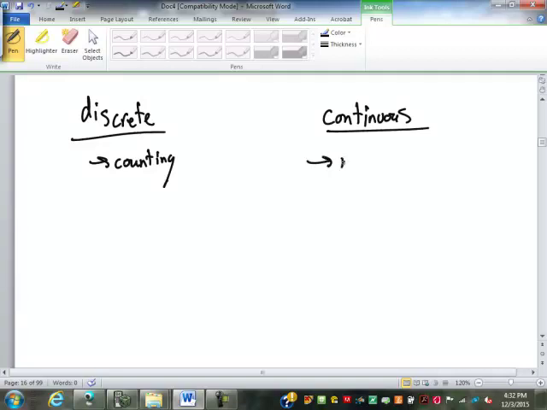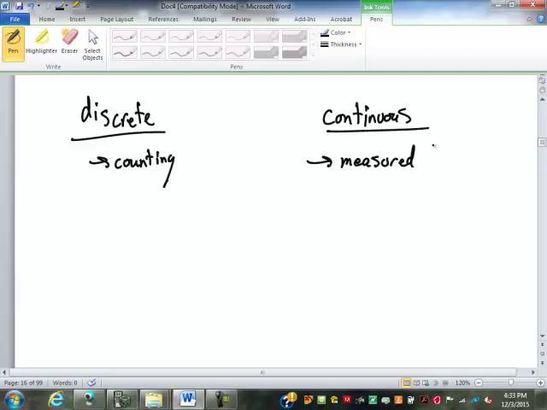Continuous is measured. How tall are you? How much do you weigh? Now, there are some that are in a gray area. Is money discrete or continuous? Well, you can count money. It's discrete.